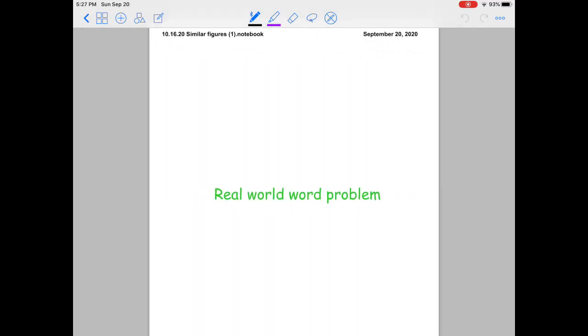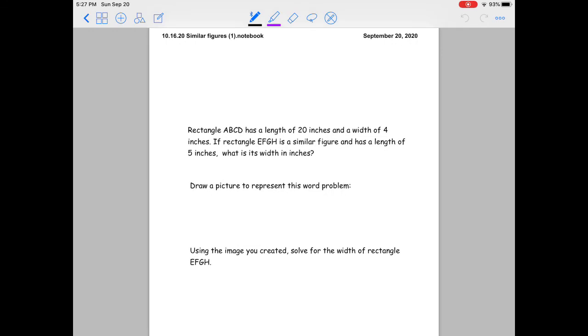So now we're going to look at some real world problems. Rectangle ABCD has a length of 20 inches and a width of 4 inches. If rectangle EFGH is a similar figure and has a length of 5 inches, what is its width in inches? So the first thing we're going to do is draw a picture. Anytime you get a word problem, it's best to draw a picture so you can better visualize it. So we know it's a rectangle. I'm going to have 2 different ones. I have one with a length of 20 and a width of 4, and the other with a length of 5.